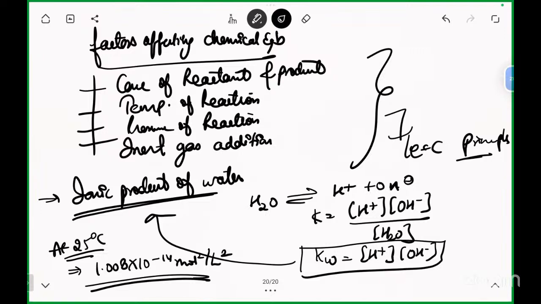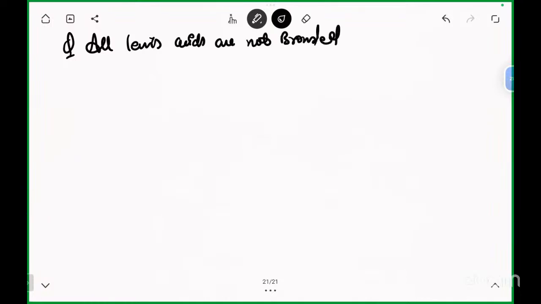What else? Okay, some reasoning based questions. Some reasoning based questions are also important. Like, all Lewis acids are not Bronsted acids.